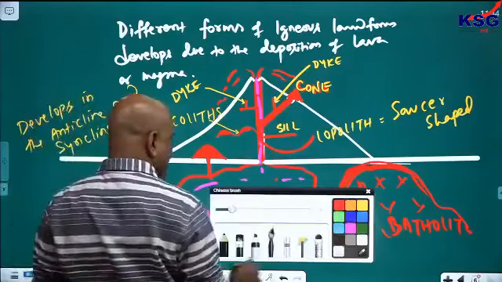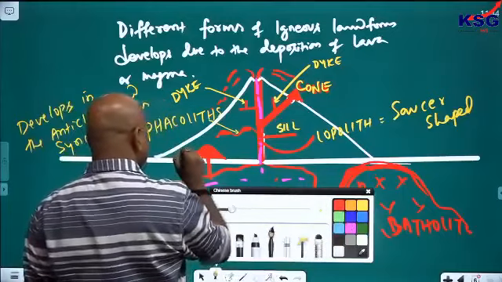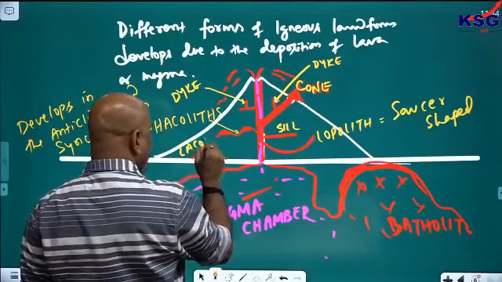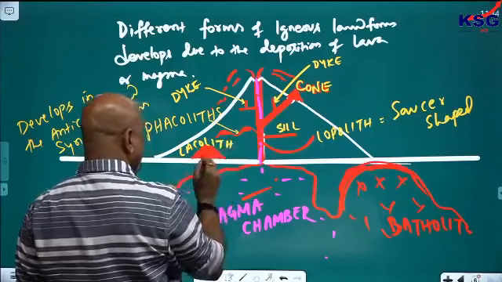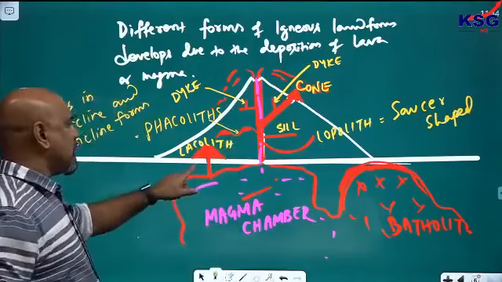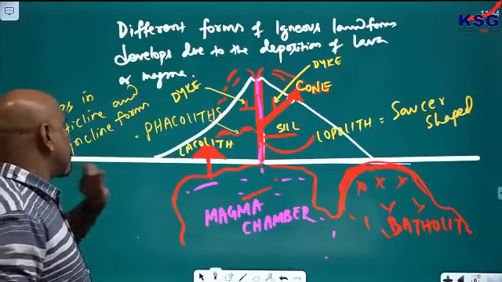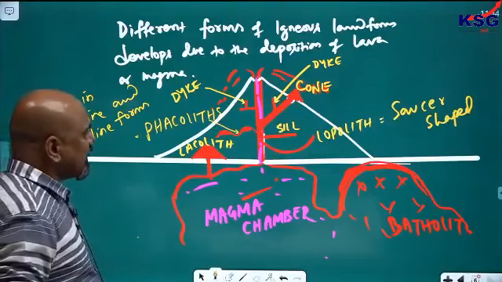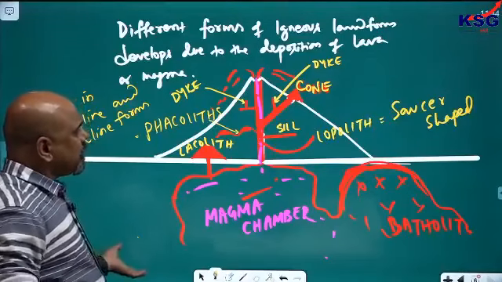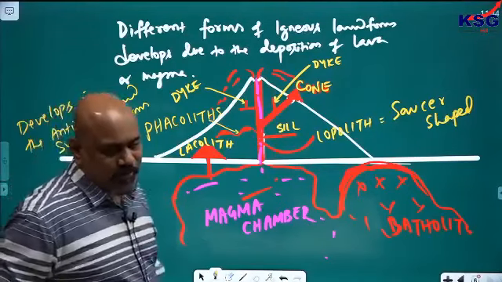इसको क्या बोलते हैं? Laccolith. This is known as laccolith. These are blister type, small intrusion. Phacolith is lens type. So different types of intrusive rocks you are having.